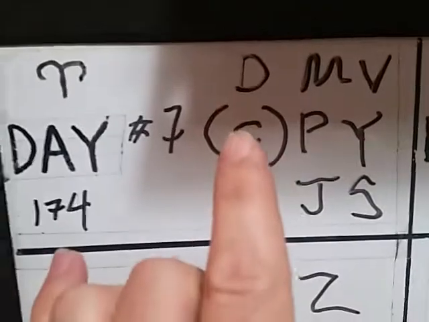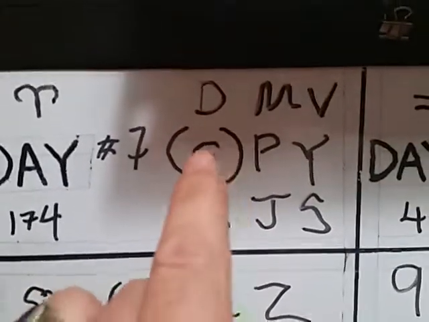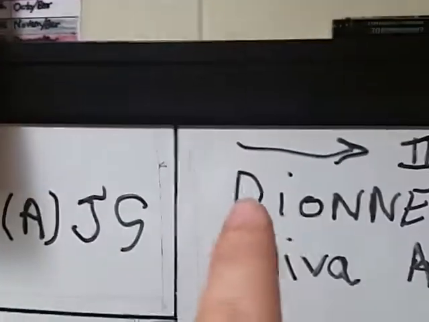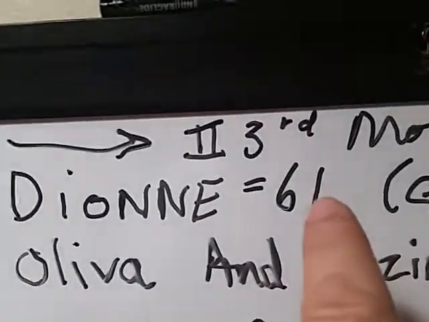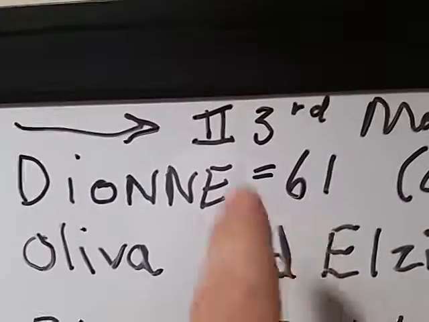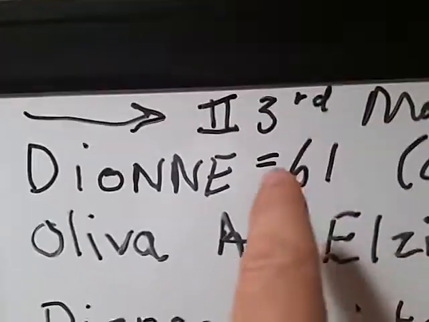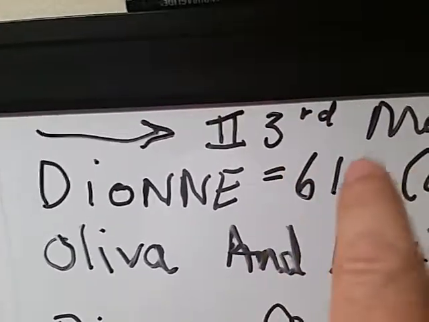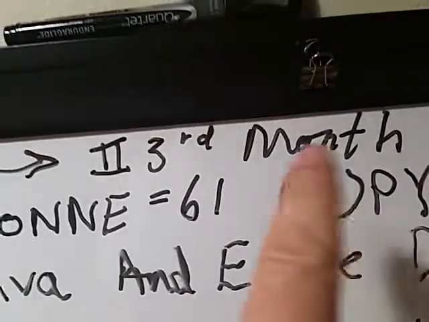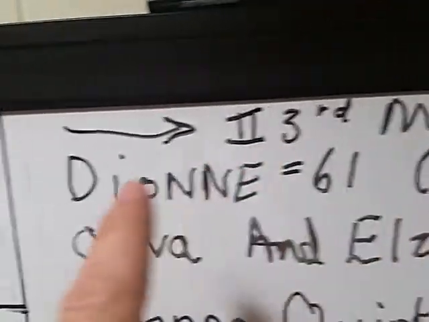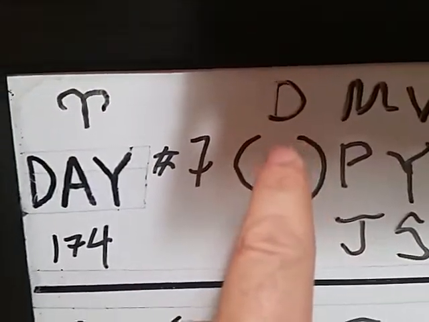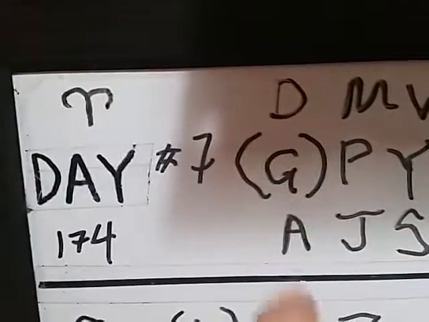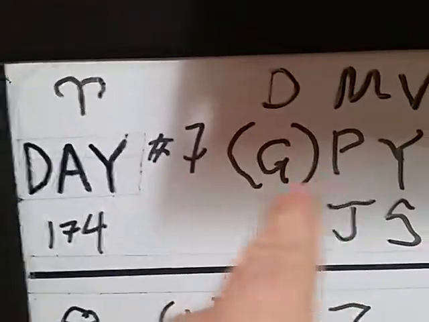Now, this G, if we add up the word or the name Dionne, it equals 61. We don't have 61 characters in our alphabet, so we have to add those together. 6, 7, that's G again, so the G gets bracketed. So over here, the G is saying Dionne, okay? Dionne, G is for girls, Dionne girls.